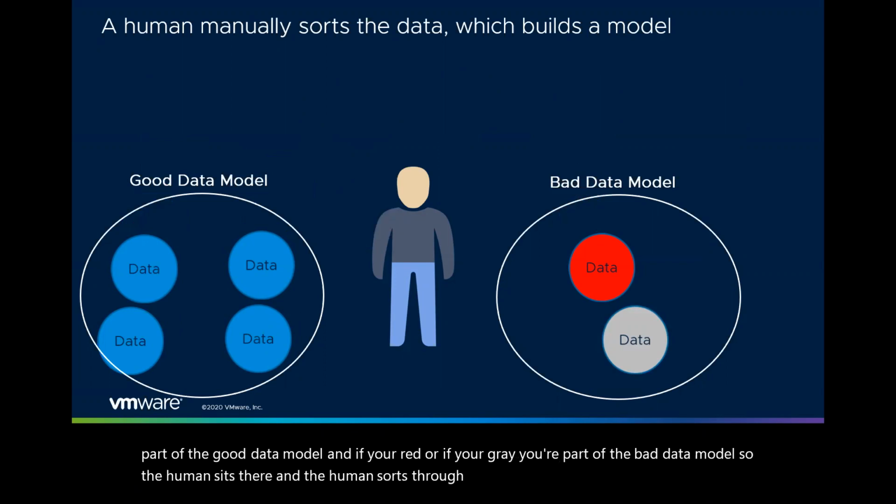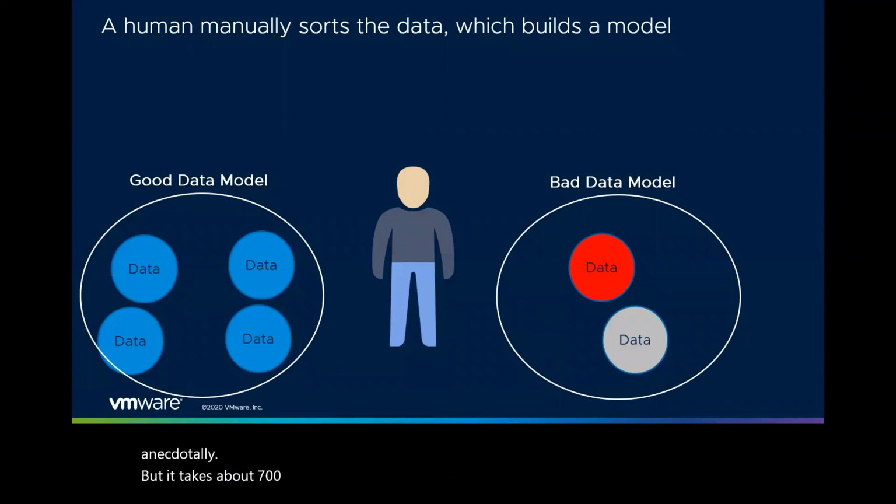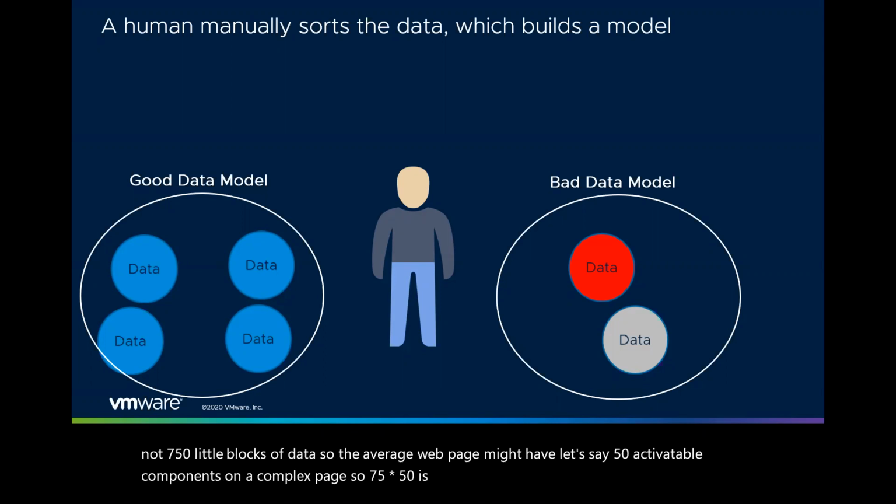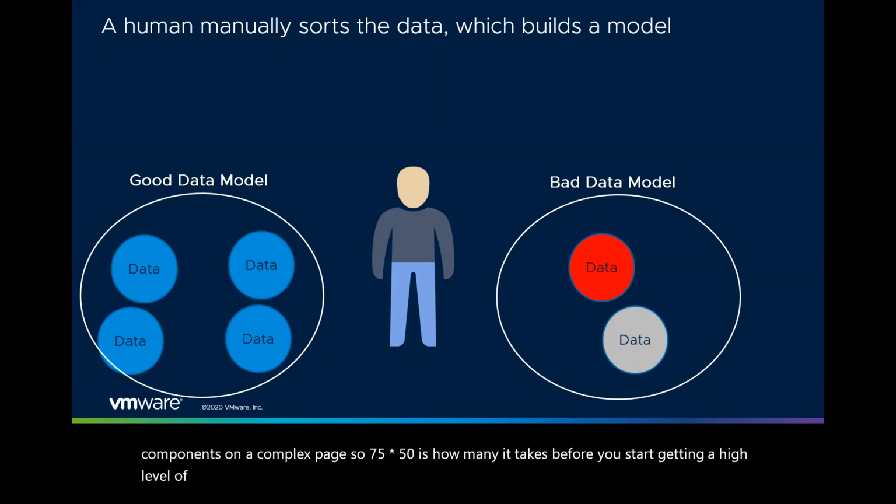We have found anecdotally that it takes about 750 of these types of comparisons. So 750 web pages worth of comparisons, not 750 little blocks of data. The average web page might have, let's say, 50 activatable components on a complex page. So 750 times 50 is how many it takes before you start getting a high level of pattern recognition and good levels of repetition on your unknown data.